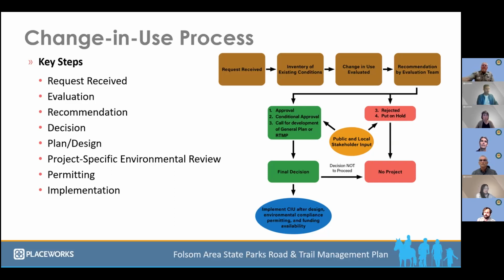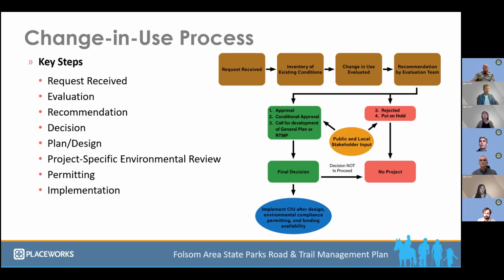Once that's complete, an evaluation occurs, and a multidisciplinary team of park staff, typically consisting of a natural and cultural resource specialist, a trail specialist, and somebody representing law enforcement, goes out and completes a 7-point evaluation form that the department has developed. Jim's going to go over these 7 points in more detail when he speaks to the change in use requests that were asked for Folsom.